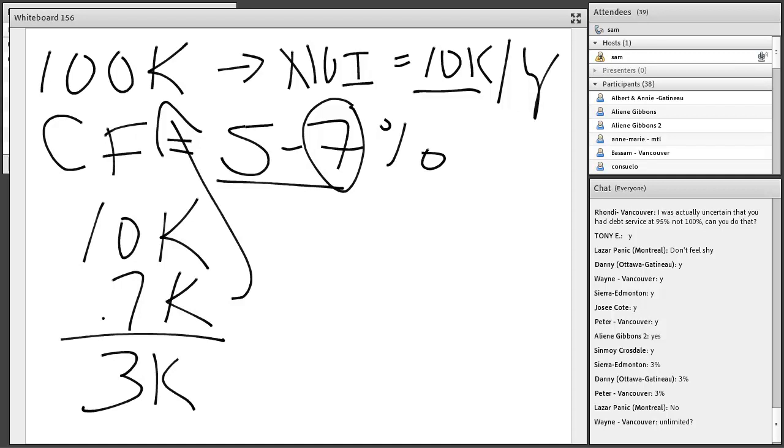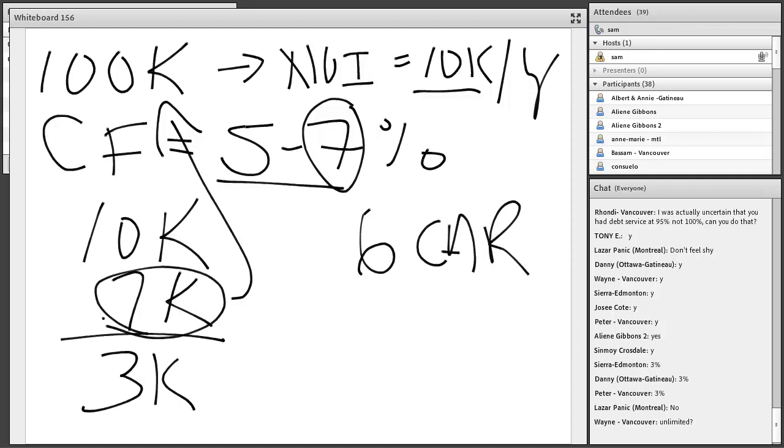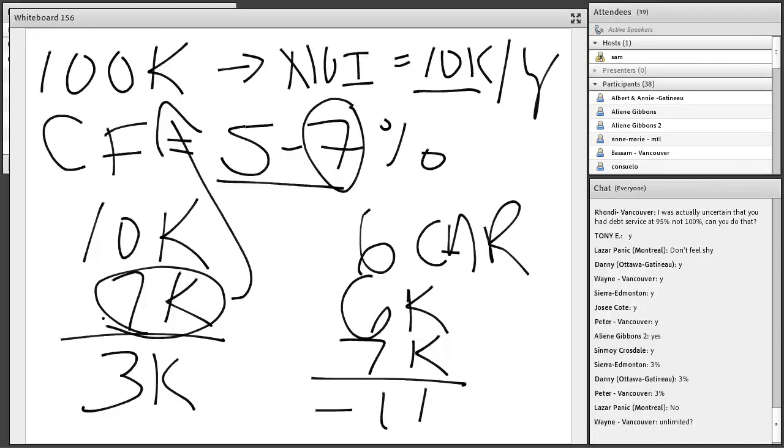Now, 100K fully financed, even paying 7%, which is close to 2 times the mortgage rate, I'm still making 3K. That won't work if I have a 6 cap rate. If I try to finance it at 7, I'm only making $6K per year.